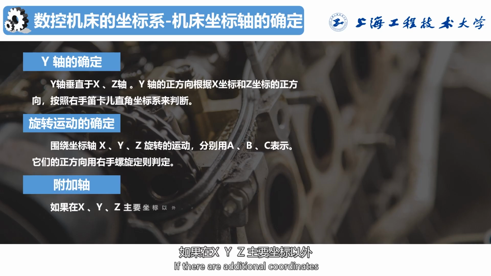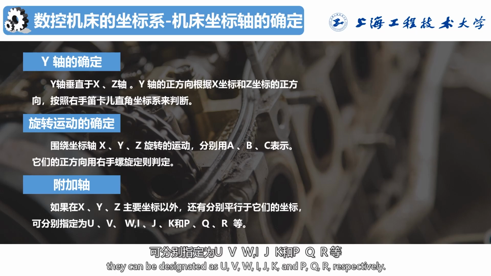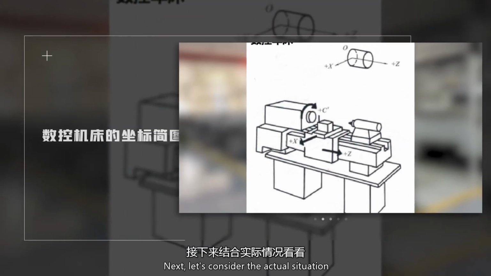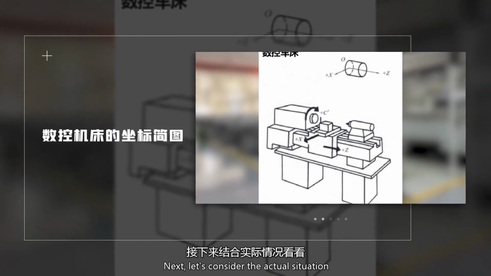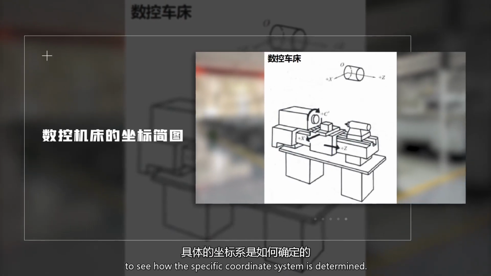If there are additional coordinates parallel to the main x, y, and z coordinates, they can be designated as U, V, W, I, J, K, and P, Q, R respectively. This is the determination of auxiliary axes. Next, let's consider the actual situation to see how the specific coordinate system is determined.